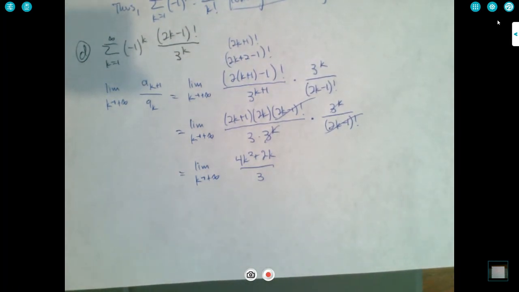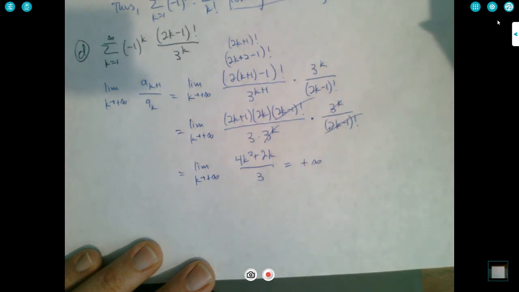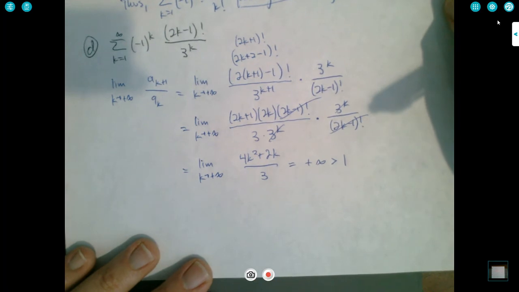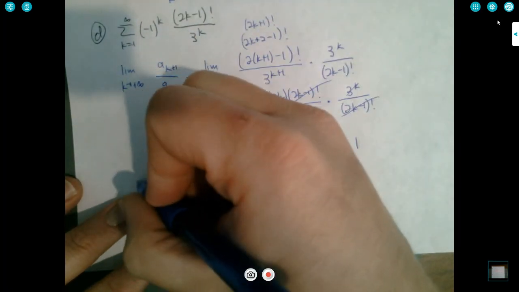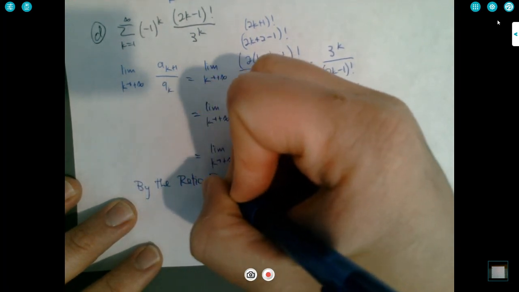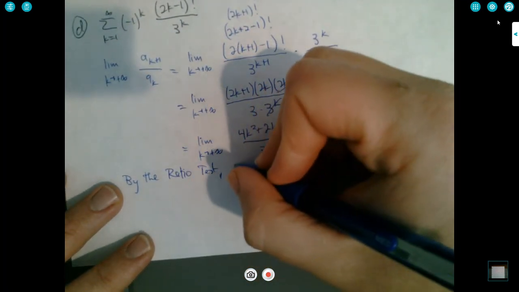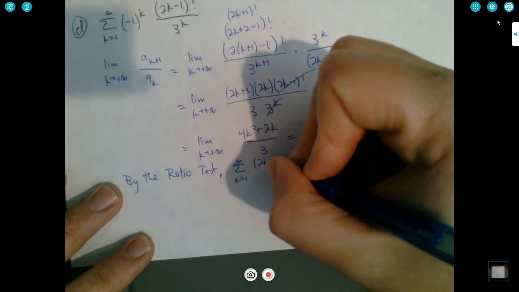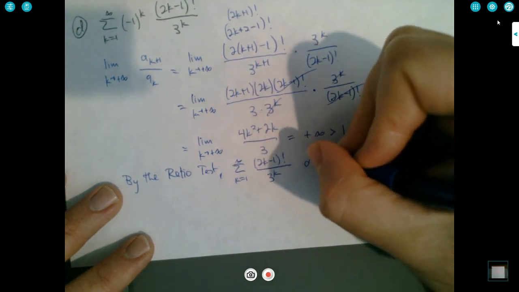Limit as k goes to infinity. Well, the limit as k goes to infinity of that thing is just going to be positive infinity, which is definitely greater than 1, right? So by the ratio test, the series from k equals 1 to infinity of 2k minus 1 factorial over 3 to the k diverges.